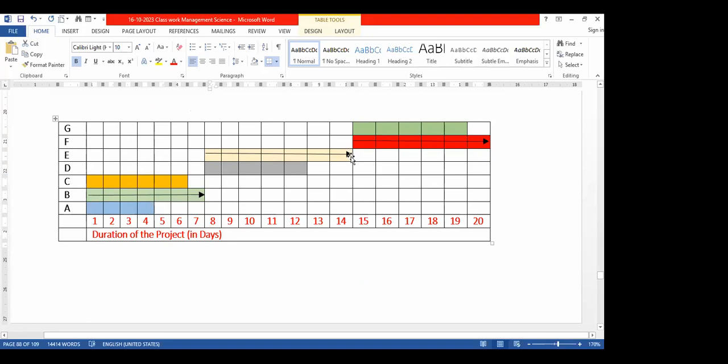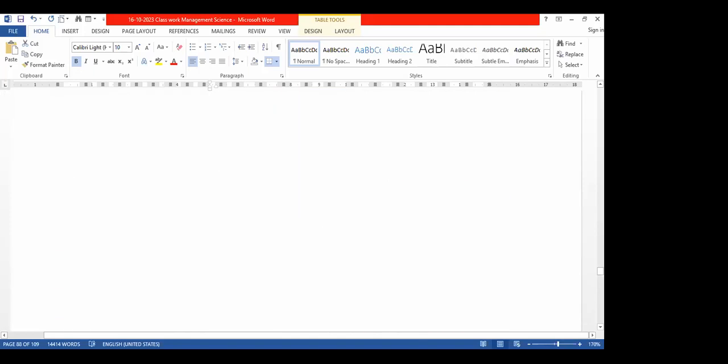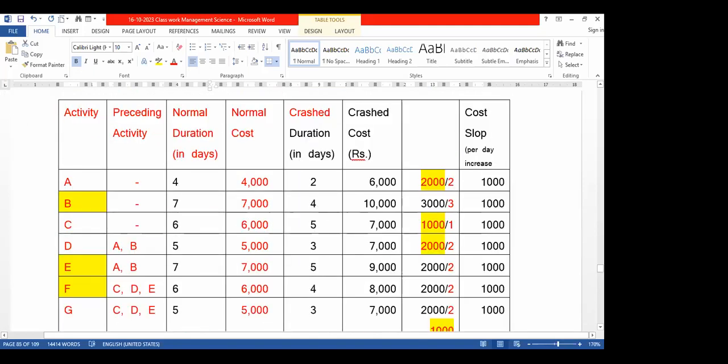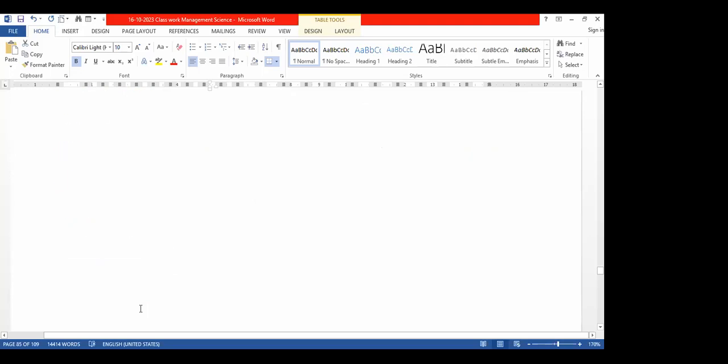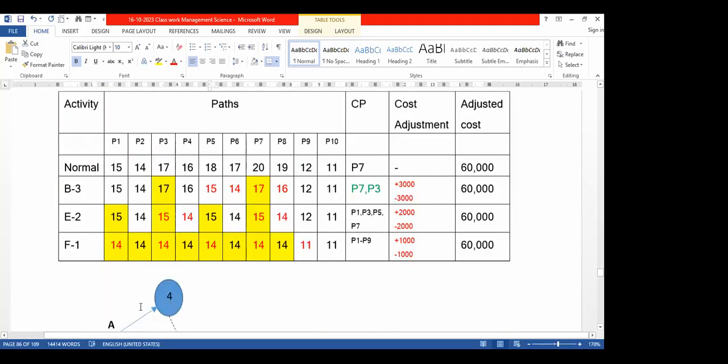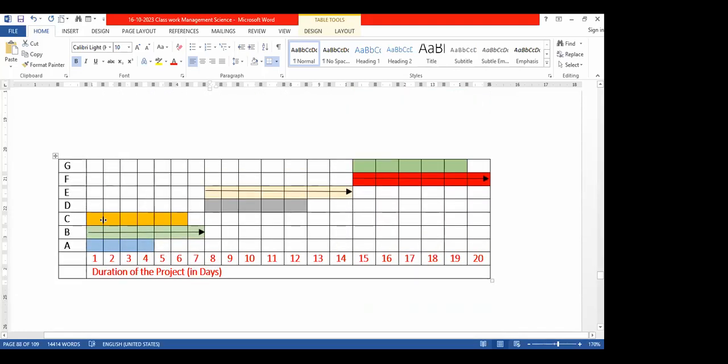Then you see F. For F, there are 3 preceding activities. I'm going here and there, you have to remember your notes. C, D, E. After finishing C, D, and E, right? You see here in this table, C, D, E. E is finishing here. So this is the longest path. Then next F is starting. At the same time, G is also starting. It will take only 5 days. This is 6 days. Therefore, G is finishing here.